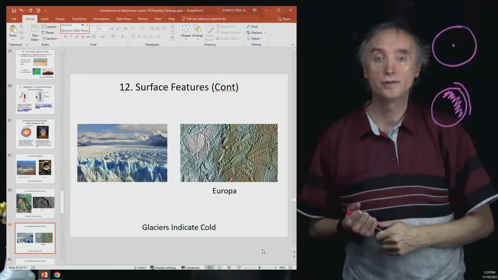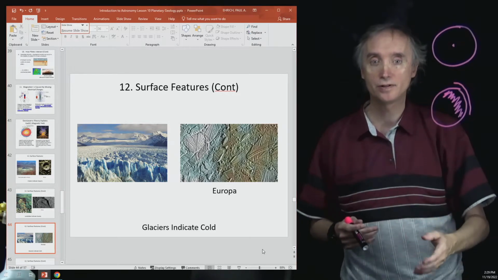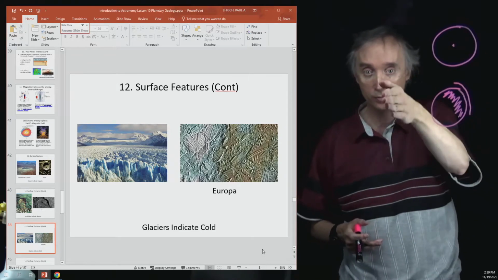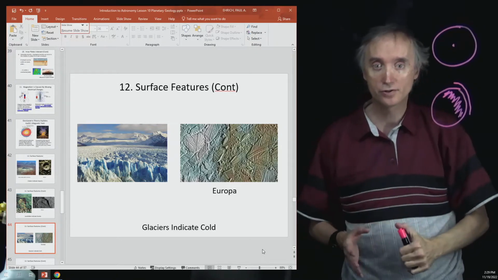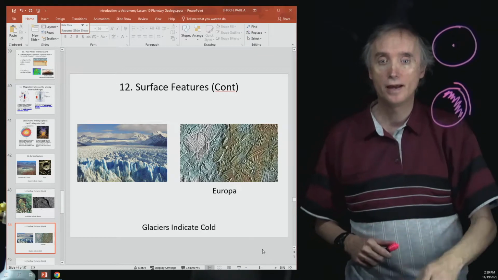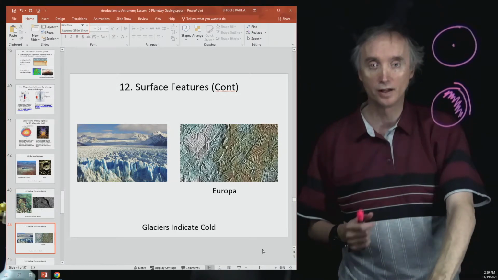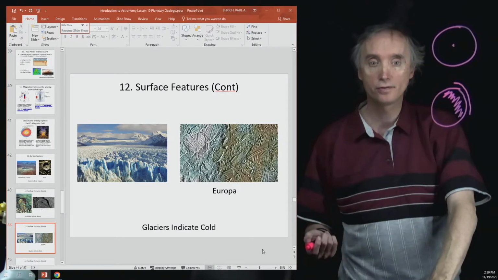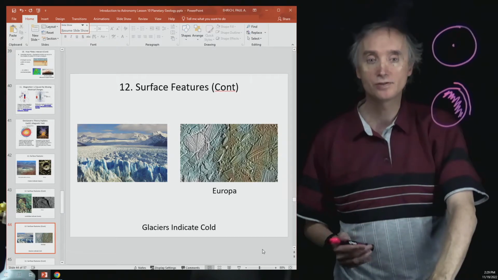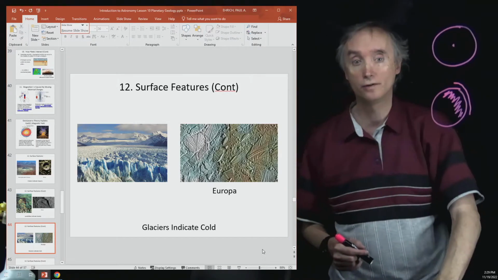Another thing is ice. We found out that ice can take a V-shaped valley and turn it into a U-shaped valley. So glaciers can carve up the surface of a planet. On the left-hand side, you've got an example of a glacier on Earth, and then on the right-hand side, you have an example of ice processes on Europa, which is a moon of Jupiter.